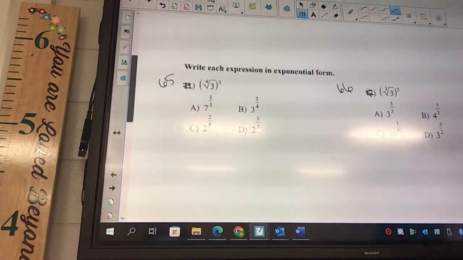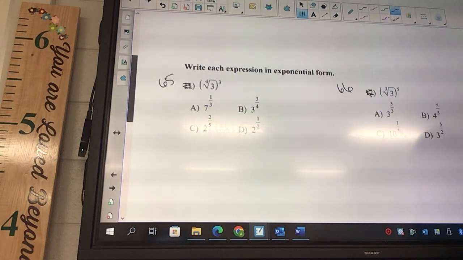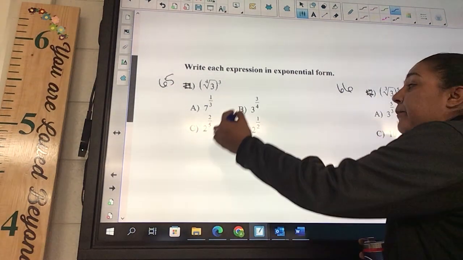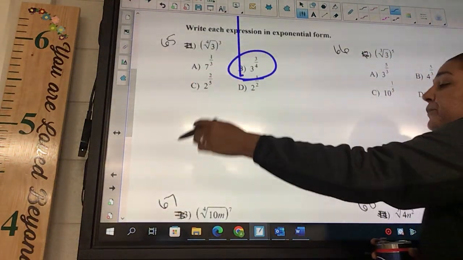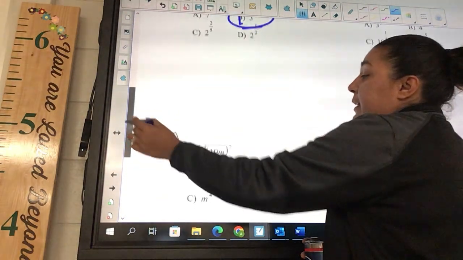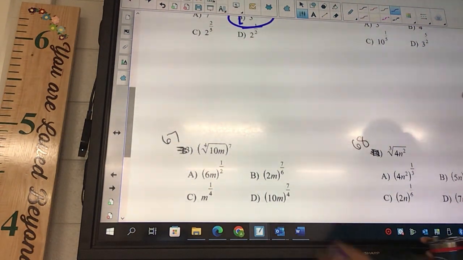Okay, write each in exponential form. Okay, again, what's my big number I'm working with? 3, which is? B. Okay, 67. What number is my big number I'm working with? 10m, which is D.